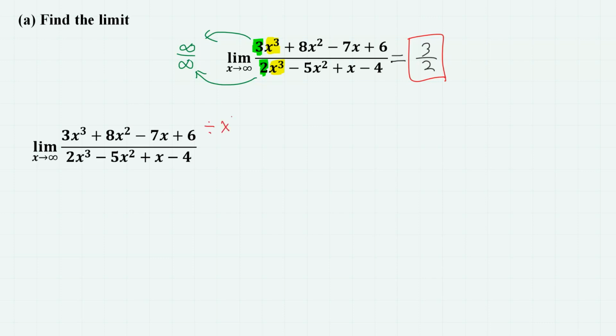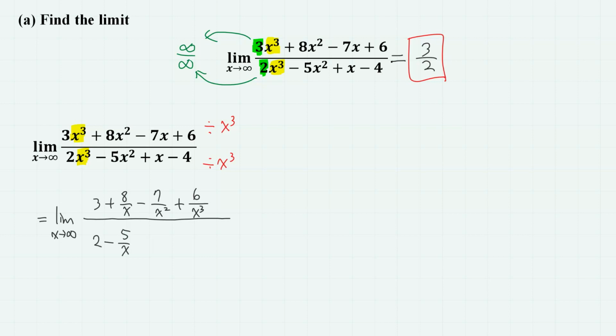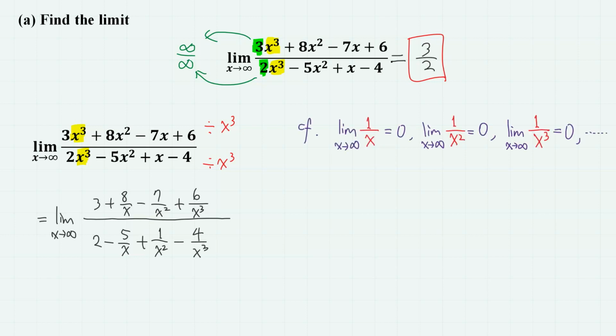Some of you might just memorize this as a rule, but more thorough mathematical process is that we divide both numerator and denominator with x cubed, the term with the highest degree, which gives 3 plus 8 over x minus 7 over x squared plus 6 over x cubed divided by 2 minus 5 over x plus 1 over x squared minus 4 over x cubed. And we use the fact that the limits of 1 over x squared, 1 over x cubed, etc. when x goes to infinity are 0.